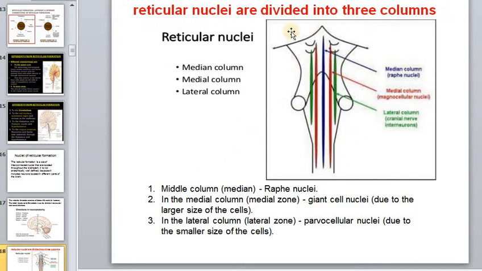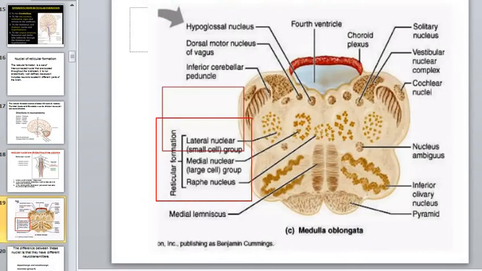We have the brain stem and reticular nuclei, which we divided into the median column, blue colored, and two parts, the medial column and the lateral column, green colored. You see cranial nerves and interneurons previously. So the middle column or median column has the reticular nuclei, and we will start from this part of the brain.